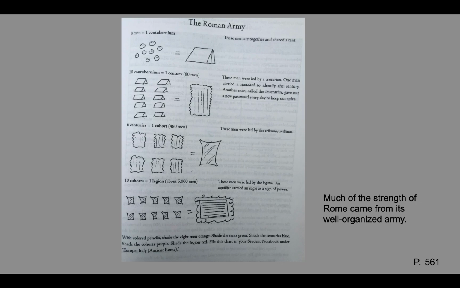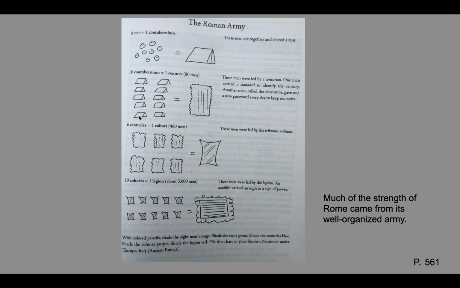All right, much of the strength. This is a page from the book. If you have the old book, which had some activity pages in it, I know not all of you do, so I just snapped a shot of it to put it in the slideshow. Much of the strength of Rome came from its well-organized army. So I wanted you to see how the army was organized in Rome. Up here on the top, 8 men made up one contubernium. These men ate together, they shared a tent. So you see 8 little faces in one tent.